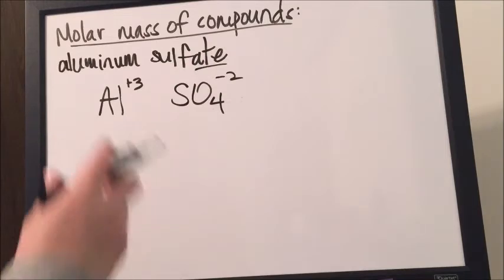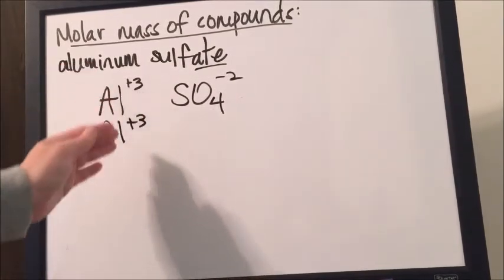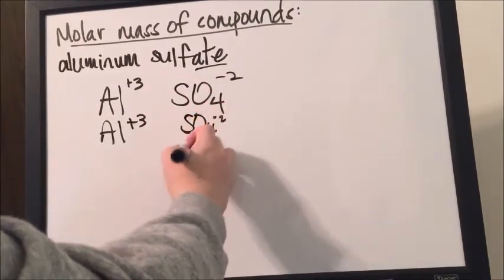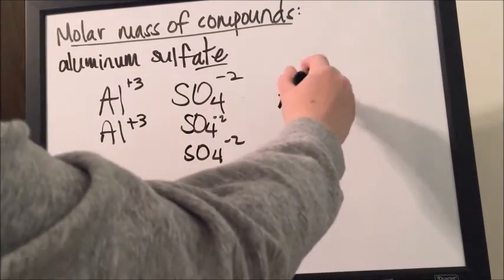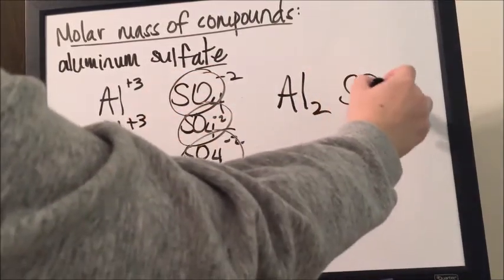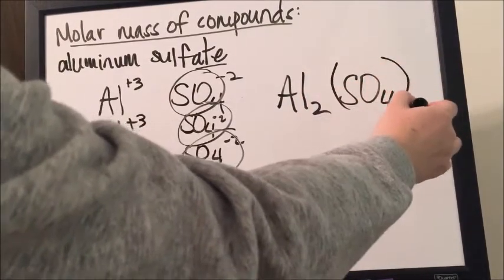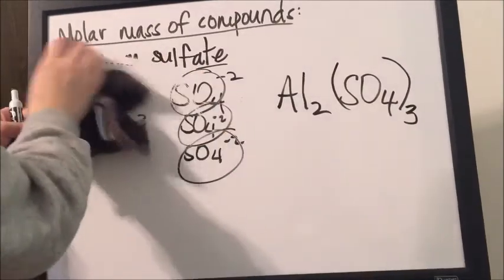numbers is 6. So I would need a +6, and I do that by getting 2 aluminums, and I would need a -6, and the only way for me to get -6 is by having 3 groups of sulfate, which leads me to a formula of Al2, and then 3 of these, and the only way to let your reader know that is to put that whole thing in parentheses with a 3. So there's my formula, but now I have to do a molar mass. So I'm going to erase this just so I have some more room.